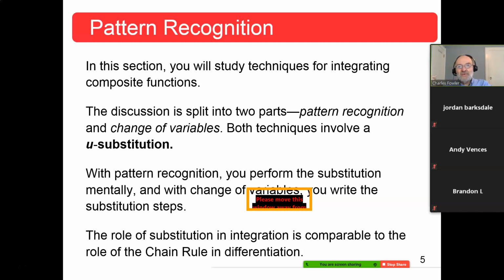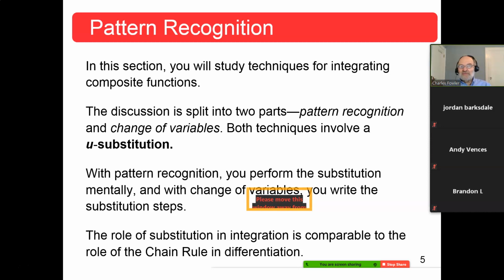In this section, you'll study techniques for integrating composite functions. Now, I don't know if you remember back in pre-calculus algebra when we did composite functions. You probably thought at the time, oh, this is just another thing they have us do. What's the point in this? No. Here's where we're using it, okay?